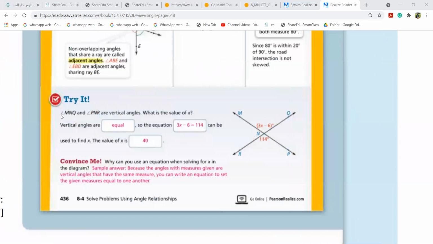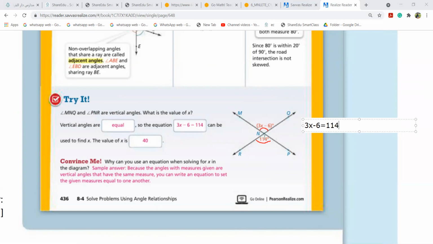Coming here, girls. If they give you this diagram and they ask you, vertical angles are equal, so the equation is 3x minus 6 equals 114. Do you agree that they both are equal? Because these are vertical opposite angles, these are opposite angles. Do you understand why both are equal?